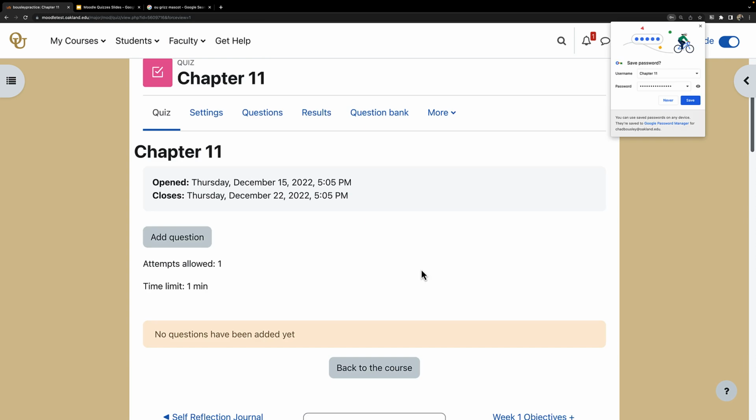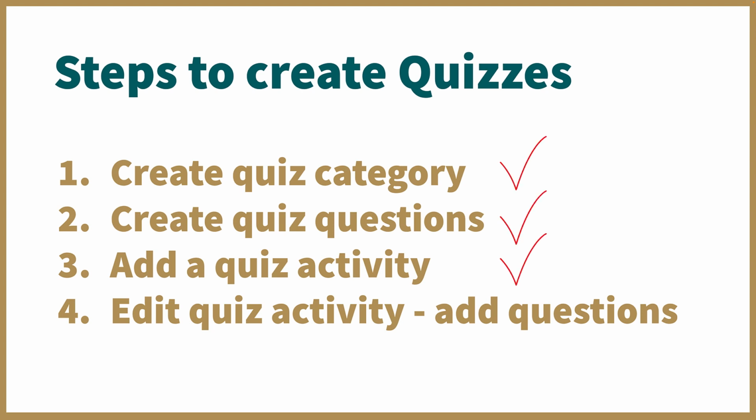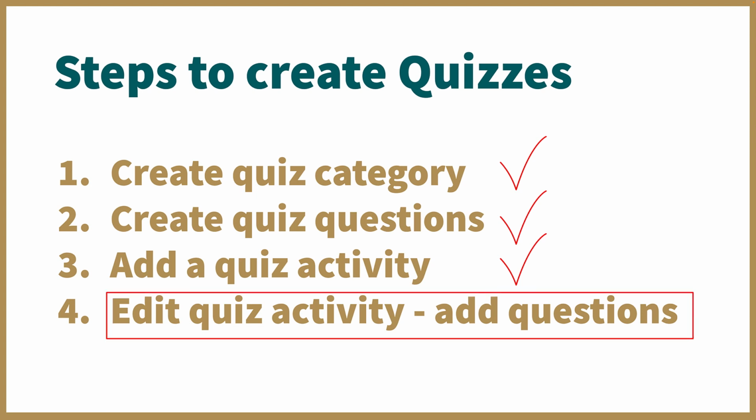So now we can see when the quiz opens and when it closes, also how many attempts are allowed and the time limit. But as you can see in yellow, no questions have been added yet. Remember, we spent up until now creating our questions in the question bank, and we just set up this quiz activity. Now it's time for the fourth and final step, which is to edit the quiz activity to add the questions.